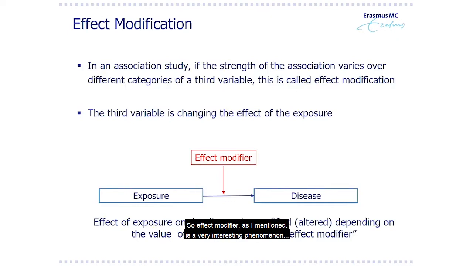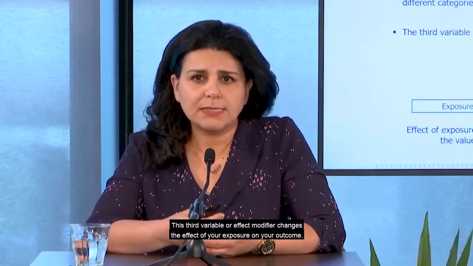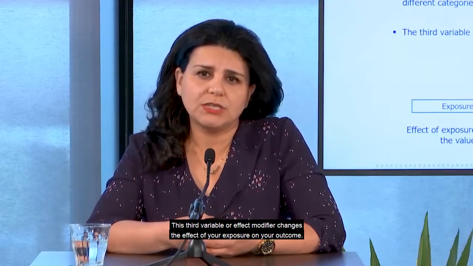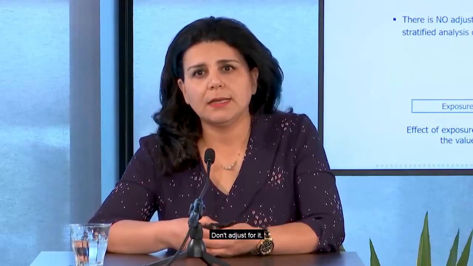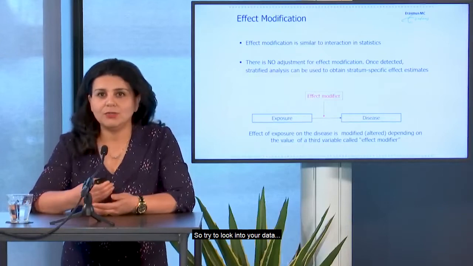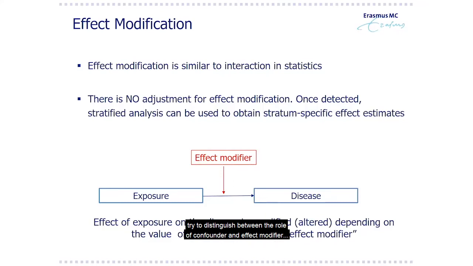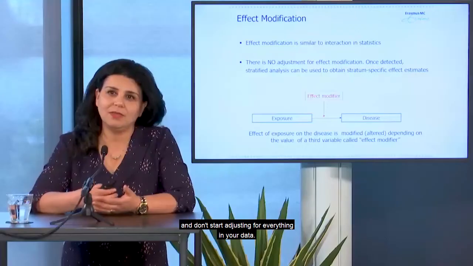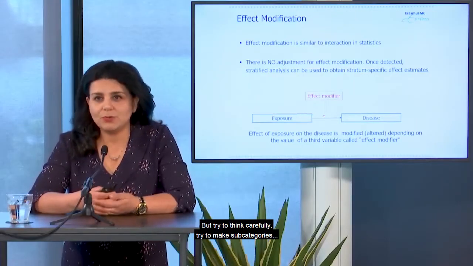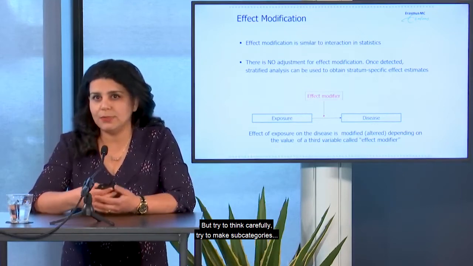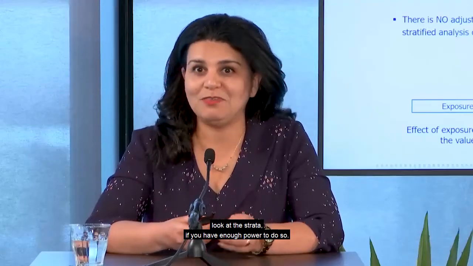So effect modifier, as I mentioned, is a very interesting phenomenon that can happen in your study. This third variable or effect modifier is changing the effect of your exposure on your outcome. And don't adjust for it. So try to look into your data, try to distinguish the role of confounder and effect modifier, and just don't start adjusting for everything in your data. But try to think carefully, try to make subcategories, look at the strata if you have enough power to do so.